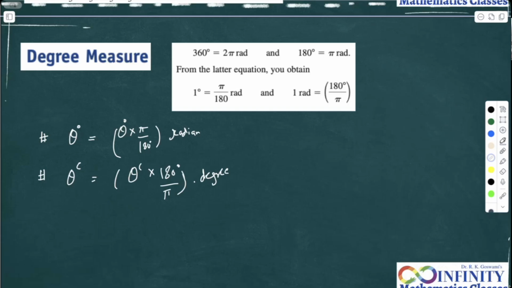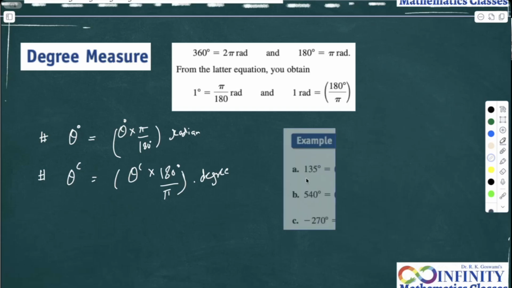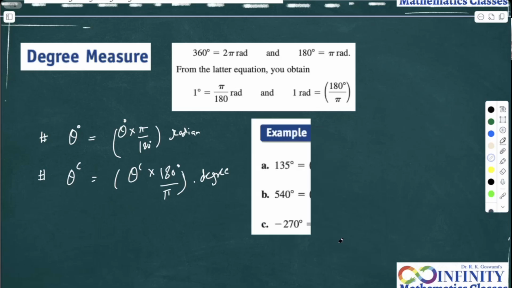Can you please help me, what is the corresponding value in radian? Like 135 degree, it is going to be 135 multiplied by pi by 180 degree. Degree will cancel out this degree. So 135 and 180 are both divisible by 45. 45 threes are 135, 45 fours are 180. Pi is as it is there. So this is going to be the answer in radian.